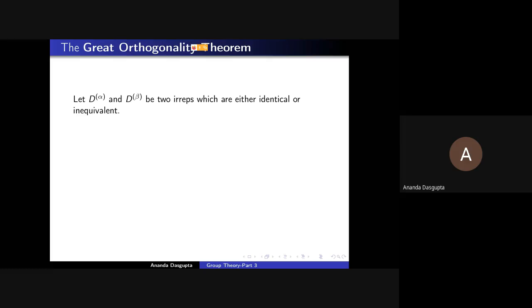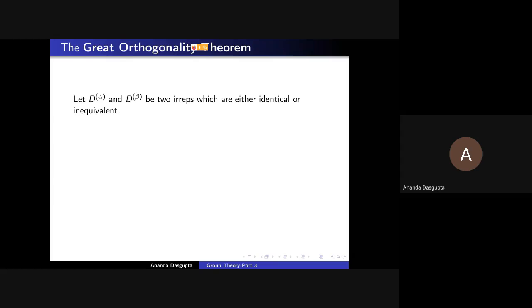So what I'm doing is just labeling the irreps of a group. We will soon see that, at least for a finite group, the number of irreps is finite. In fact, it's pretty small in most cases, so it is for small groups, and we can label all of them.